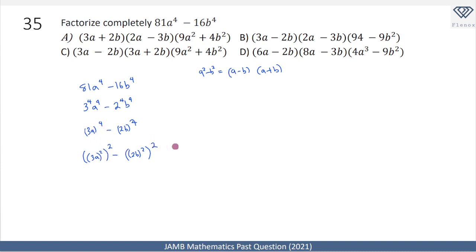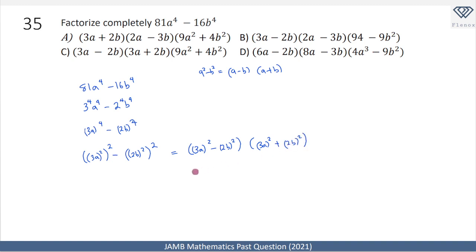But the interesting thing about this now is that we can apply our difference of two squares, because we already have our expression in there and we have already found the square of it. So this is the same thing as going to be this minus this in this case, which is going to be (3a) squared minus (2b) squared, then times (3a) squared plus (2b) squared.